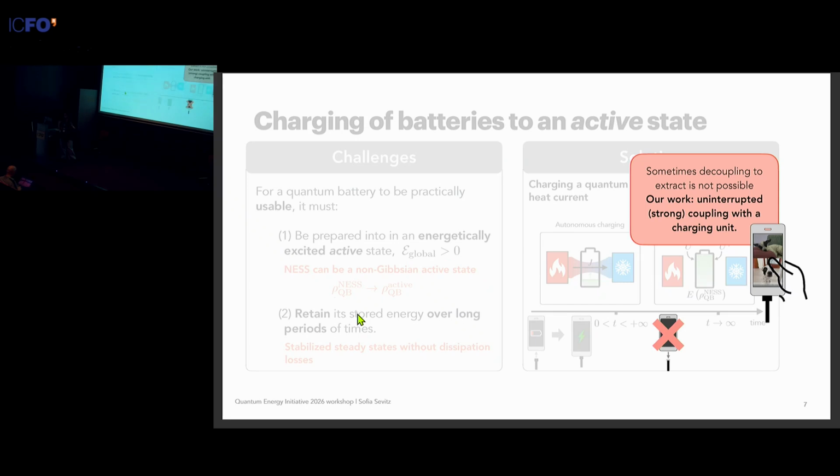So we saw this, and it was great. But there's a slight problem with the platforms I studied in my PhD, which is sometimes you can't do this decoupling situation. Sometimes you just have to live with the fact that your charger is always connected to your phone. Let's say this happens sometimes when your phone is very old and you can't disconnect it from the charger because automatically it loses all its battery. So what we worked on is uninterrupted, strong coupling with a charging unit.